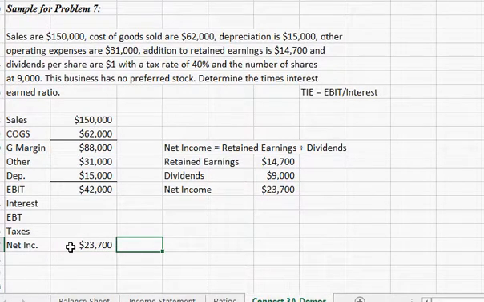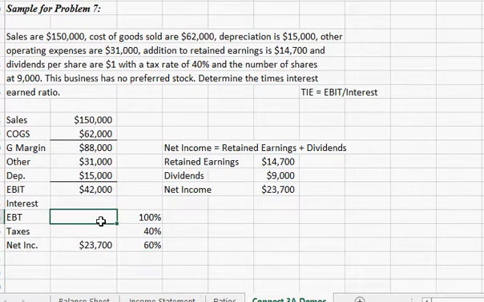Now we have to go back and remember the relationship between taxes, net income, and your earnings before taxes. So if you're at this level, there's 100% of your money. And then you pay the taxes, and it says our taxes are 40%. So the amount that's left for the shareholders after the taxes have been paid is 60%. So if I want to find this number, if you recall what we did before, we took our net income and we divided it by 0.6 or 60%. So this equals 23,700 divided by 0.6.